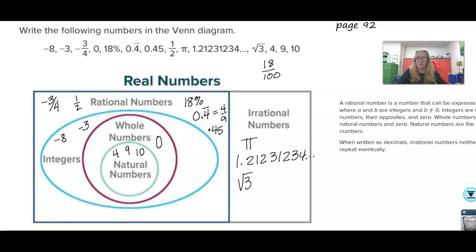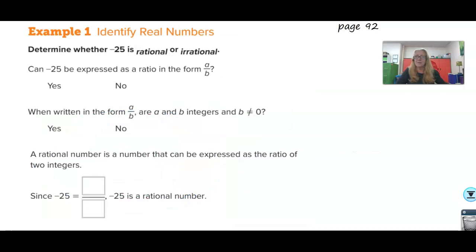So, what do we have in store next? All right, determine whether negative 25 is rational or irrational. So this first part, we're really focusing more on, is it rational or is it irrational? Remember, irrational numbers are decimals that do not end and do not repeat. 25 looks like it ended, okay? They walk you through it. Can negative 25 be expressed as a word? This should be fraction, ratio. They want to make it sound smart.